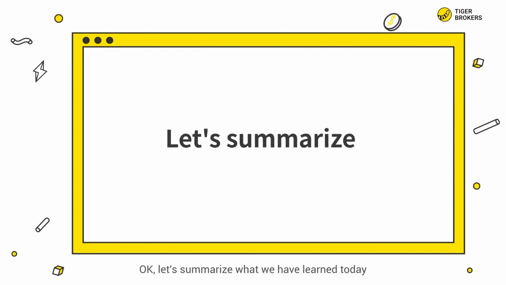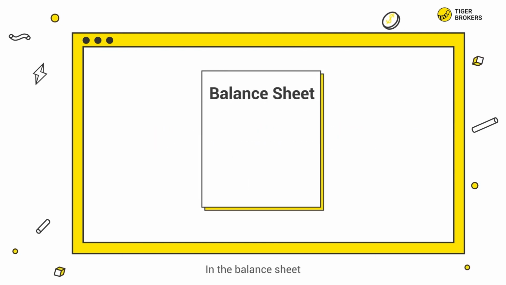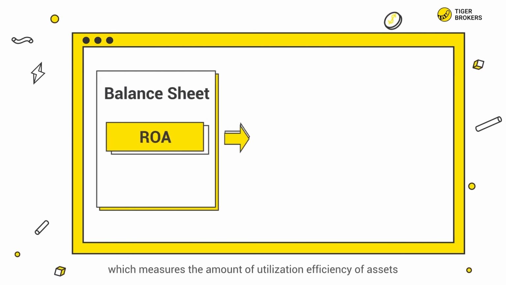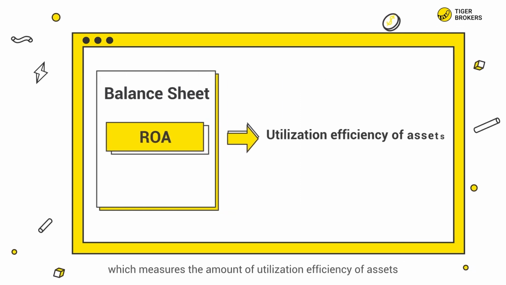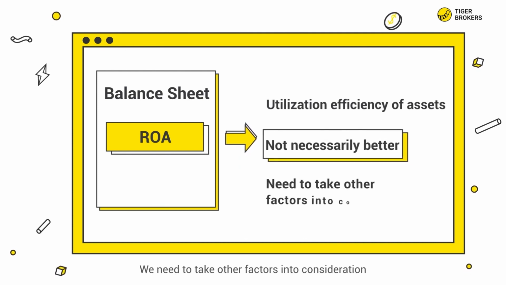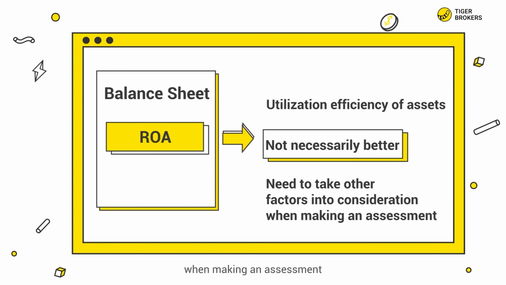Okay, let's summarize what we have learned today. In the balance sheet, there is an important ratio called ROA, which measures the amount of utilization efficiency of assets. A higher ROA is not necessarily better. We need to take other factors into consideration when making an assessment.